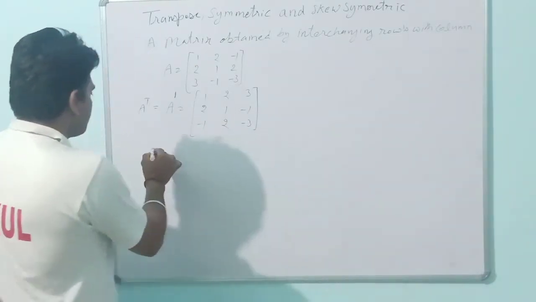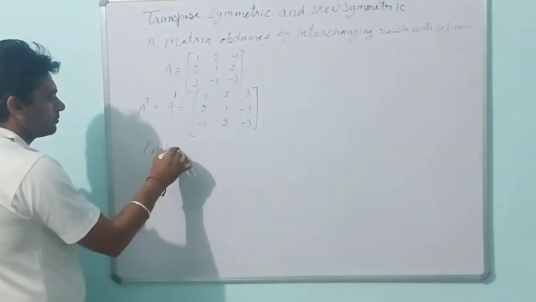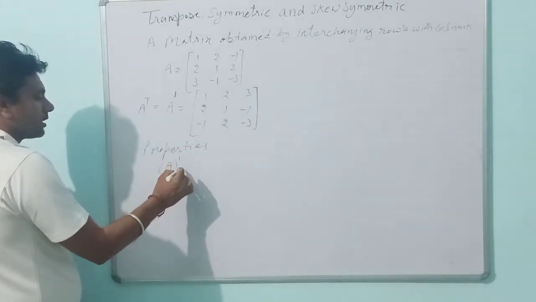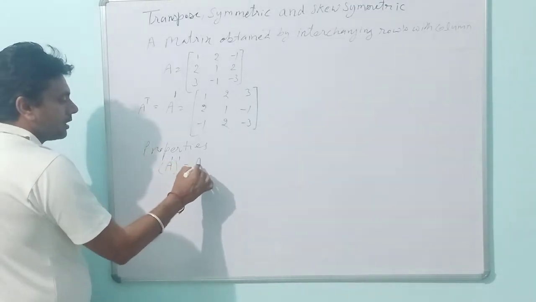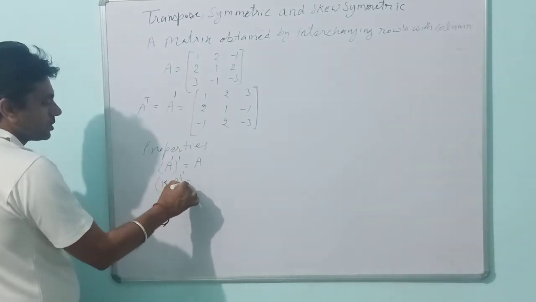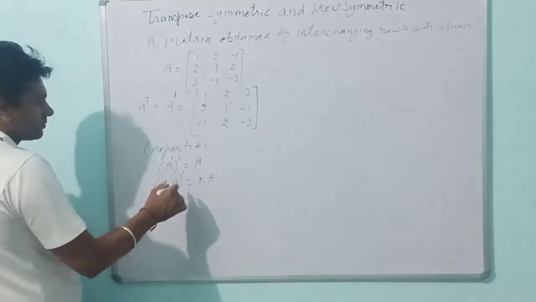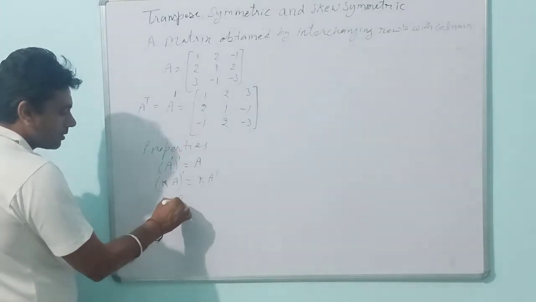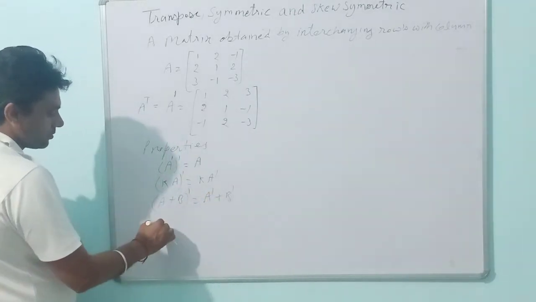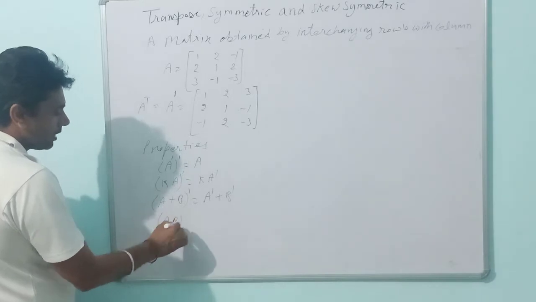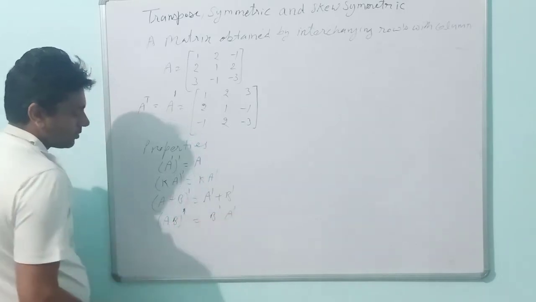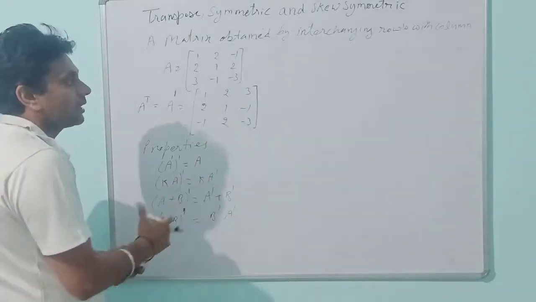Some properties of it. Transpose of A transpose is A. K A transpose equal to K into A transpose. A plus B transpose equal to A transpose plus B transpose. A B transpose equal to B transpose और A ट्रांसपोज. इन प्रॉपर्टीज का हम कहीं ना कहीं यूज करेंगे.